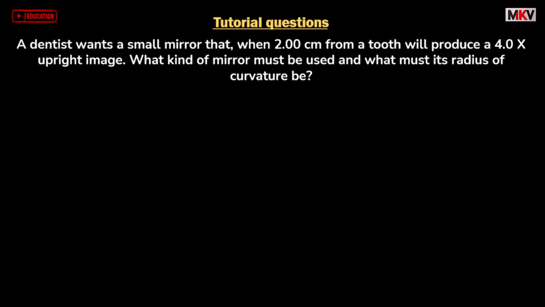Another question is, a dentist wants a small mirror that when 2 centimeters from the tooth will produce a 4 times upright image. So what kind of mirror must be used and what must its radius of curvature be? You're supposed to find the kind of mirror that the dentist will use and the radius of curvature of the mirror.